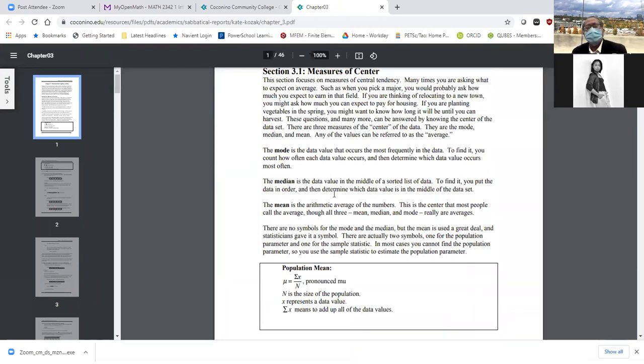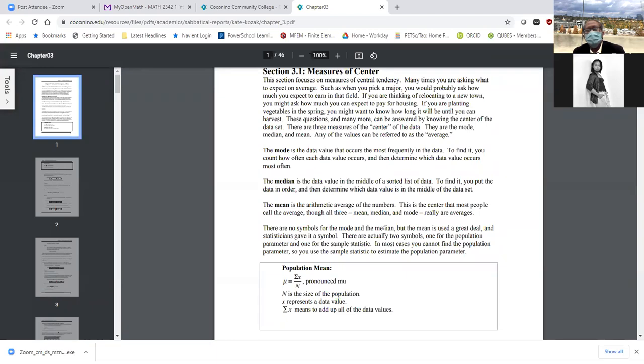And median is the data value in the middle of a sorted list of data. To find it, you put the data in order and then determine which data value is in the middle of the data set. And the mean is the arithmetic average of the numbers. This is the center that most people call the average. All three, mean, median, and mode, really are averages, or measures of center.